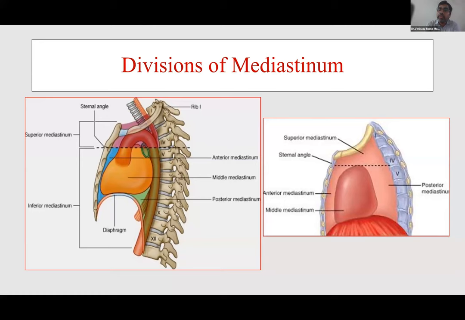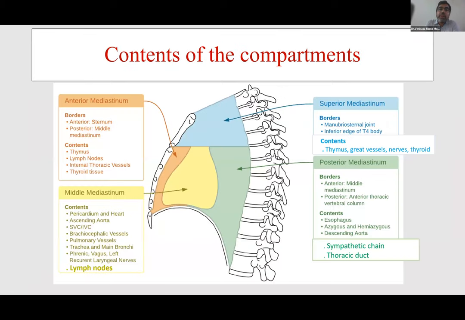You have the middle mediastinum, which contains the cardiac structures, and behind the cardiac structures, we have a posterior mediastinum, which is apposed between the anterior margin of the vertebral body and the posterior margin of the cardiac structures. So the contents of individual compartments is something important that we should be aware of, because those are the ones which are going to give rise to the tumors later.